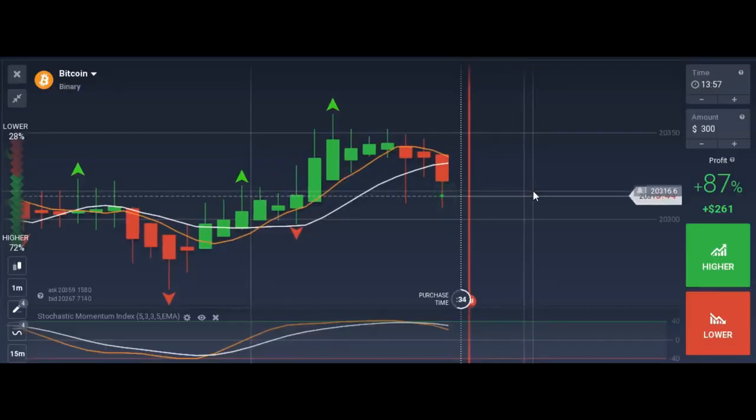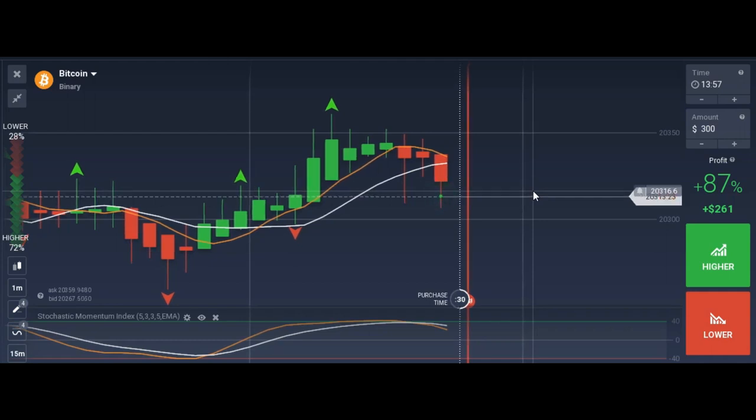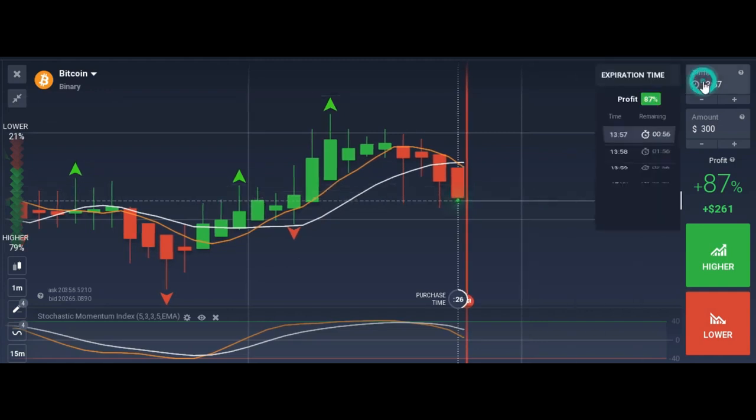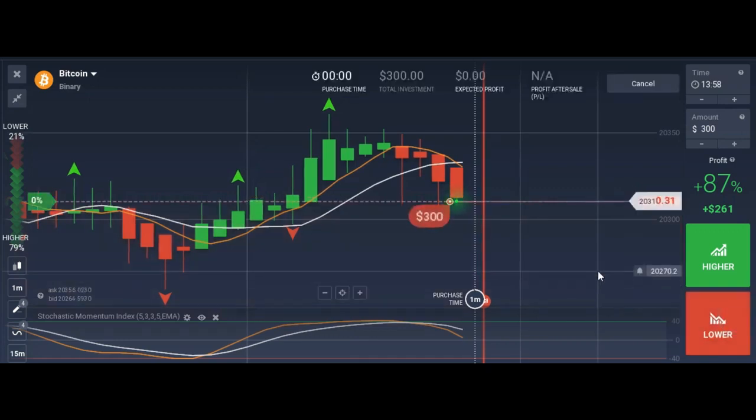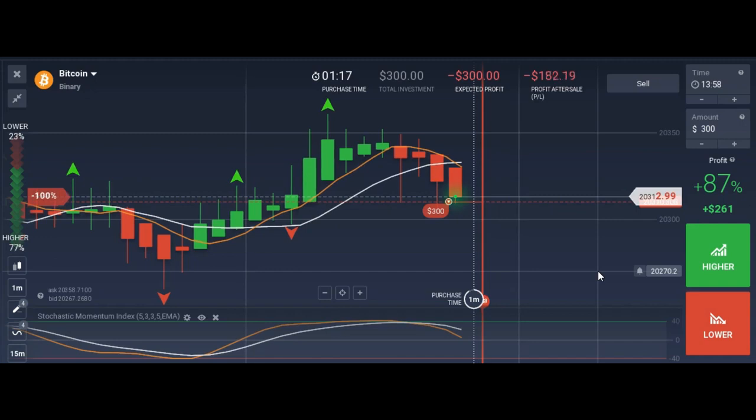Let's apply the strategy. Sell. Here the conditions are being met in Bitcoin. And there was the intersection. Perfect. I put 2 minutes as expiration time.